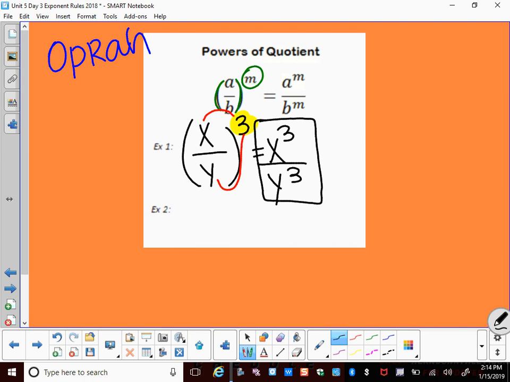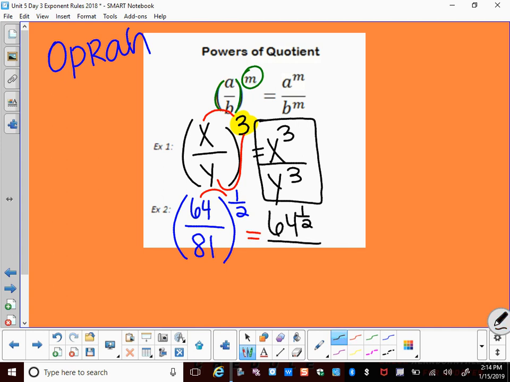My second example, let's say I have 64 over 81 to the power of 1/2. The 64 is going to get a power of 1/2, and 81 is going to get a power of 1/2.